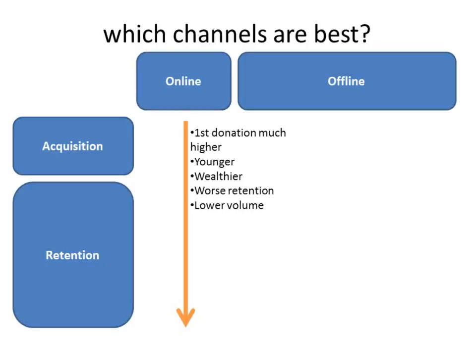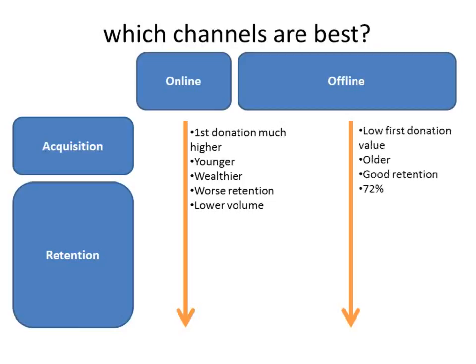And then for the offline channels, which is your traditional channels, the things that we probably already know, that the donation is a lower first donation, an older donor, but very good retention rates. In fact, we see on average around 72% retention rates for donors that donate offline. So that's the two channels.